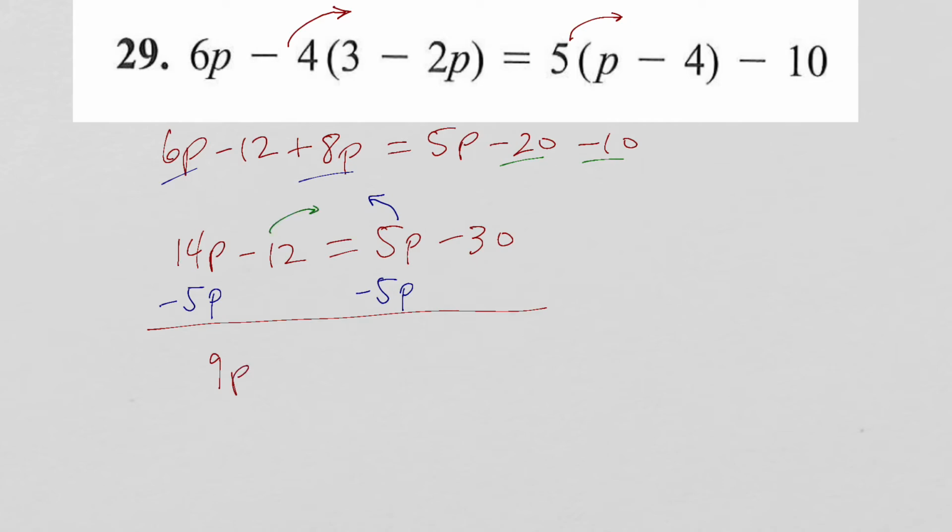And then I'll move the 12 to the right by adding it to each side. And I'm going to get negative 30 plus 12. Those signs do not match, so I subtract and get 18. But 30 is the bigger one, so it's a negative 18. So finally, I divide by 9 on each side. And I get p is equal to negative divided by positive is a negative. 18 divided by 9 is 2.